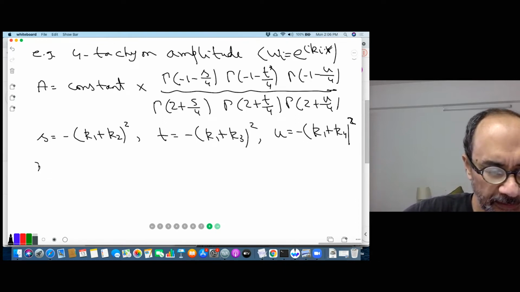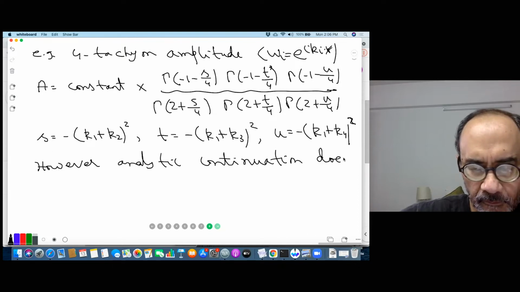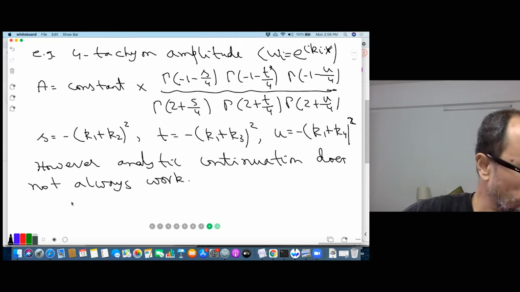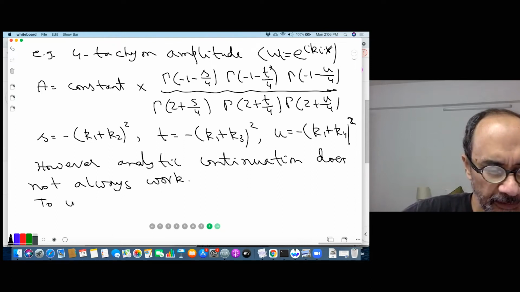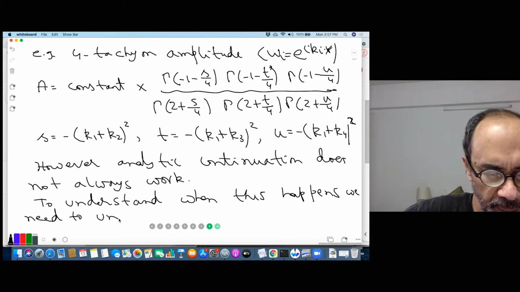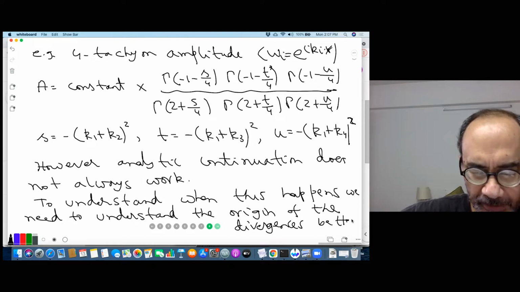However, it doesn't always work. However, analytic continuation does not always work. And to understand when this happens, we need to understand the origin of the divergences better. Okay, and this is what I'll try to do now.